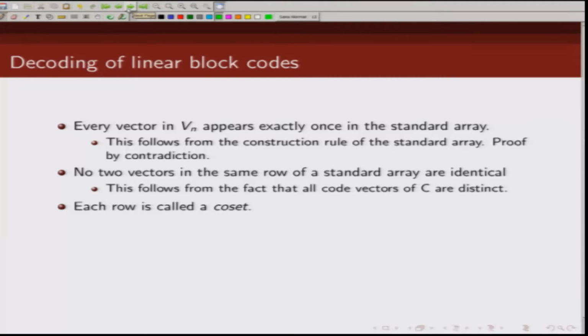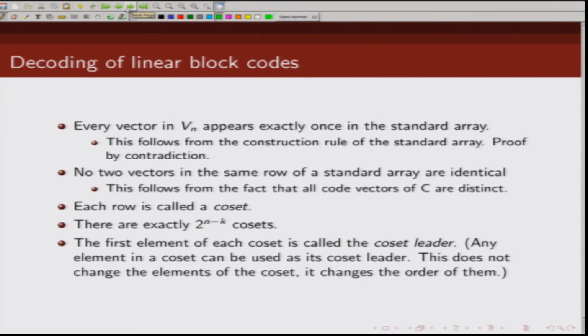We call each row of this standard array a coset, and the leftmost entry of each coset or row is known as the coset leader. We have a total of 2^(n-k) such cosets. Now, the question is, can we make any other element our coset leader?